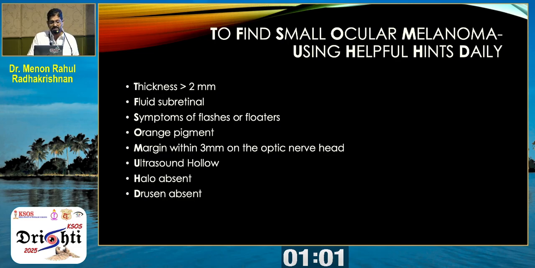If the margin is within 3 millimeters of the optic nerve head, on ultrasound it appears hollow. And if there is a halo absent. If there's a peripheral halo, that means it's a sign of chronicity. And in the same way, if you see a nevus with drusen, you can rest assured that it is a very chronic thing, and you don't need to worry much.